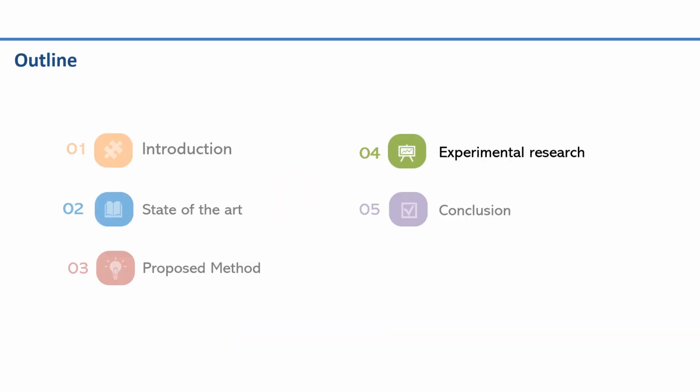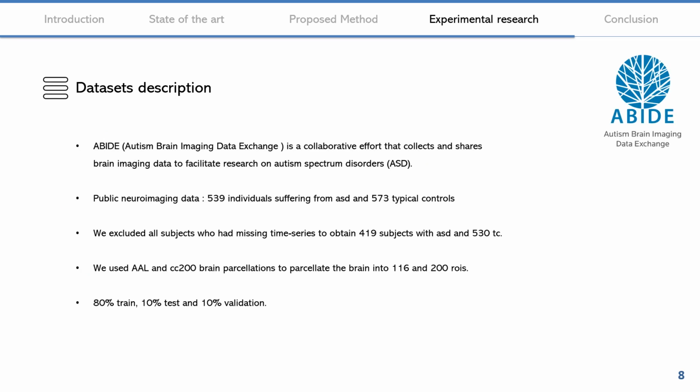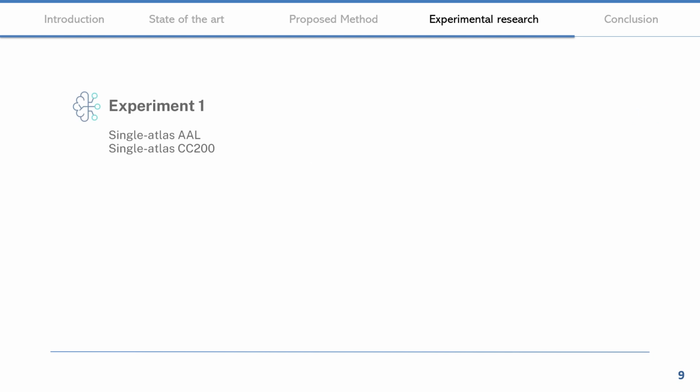Now we will explore the results we got from our research. We have carried out our experiments on the ABIDE I dataset. The dataset was divided into 80% for training, 10% for testing, and 10% for validation. We investigate the performance of the proposed method for ASD detection through three series of experiments.